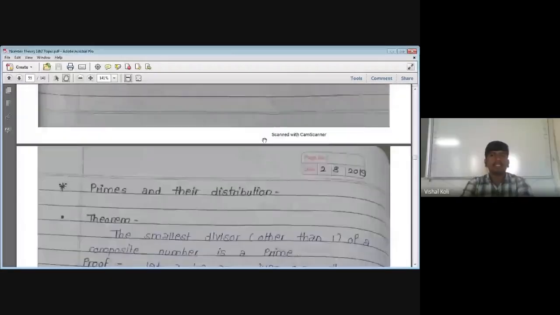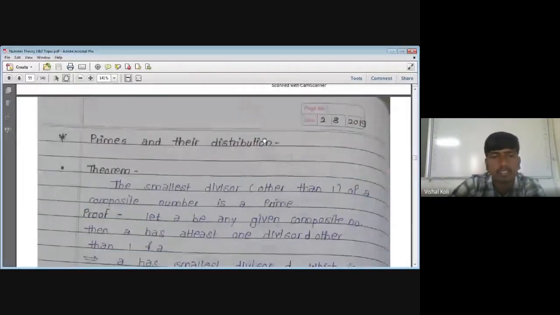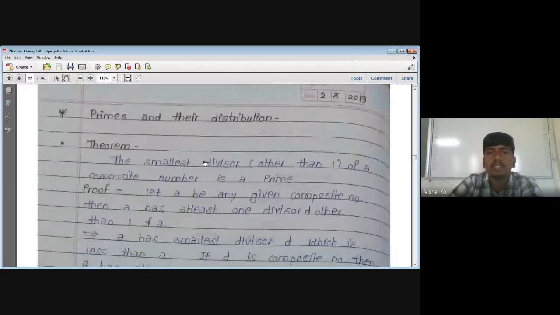Now the next concept is primes and their distribution. Let us see one theorem. The smallest divisor other than 1 of any composite number is a prime. That is, here we have to prove that if we take any composite number, then its smallest divisor other than 1 is a prime number. Okay, let us see its proof.